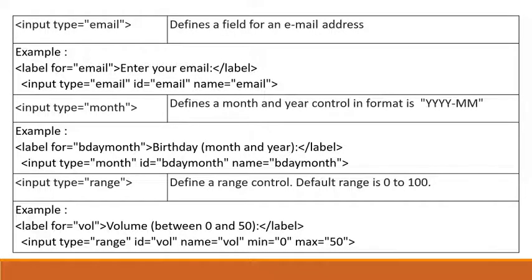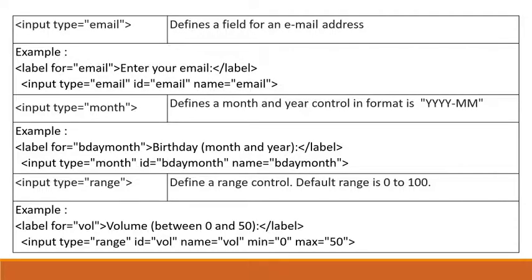Next type is input type equal to month. It defines a month and year control in the format YYYY-MM, that is 4 digits of year and 2 digits of month. So label for birthday month, and slash label. So here input type equal to month, ID is equal to birthday month and name is equal to birthday month. So here compulsorily you have to enter the format in the form of YYYY, that is year, and month.